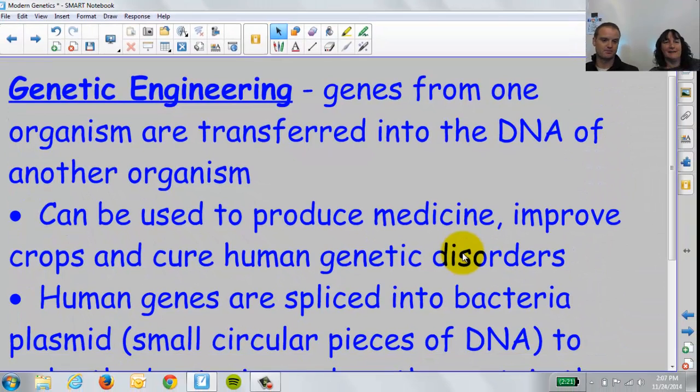Then our third way is genetic engineering, which is where you take genes from one organism and transfer them into the DNA of another organism. Okay.